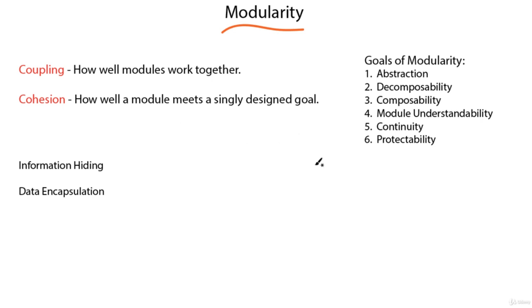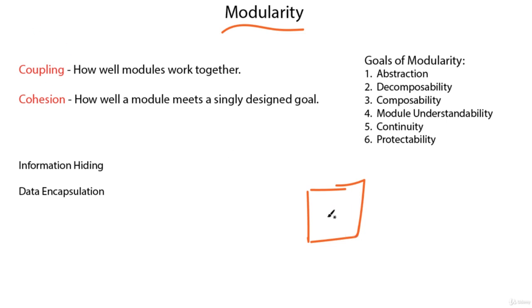But with modularity, we have a set of goals in mind. We don't just want to break it up willy-nilly. We want to break it up in a smart way. And with this, what we're trying to do is two main goals. So with our module, let's say we have a piece of code right here. With our module, we want this module to be independent, and that is the coupling part.